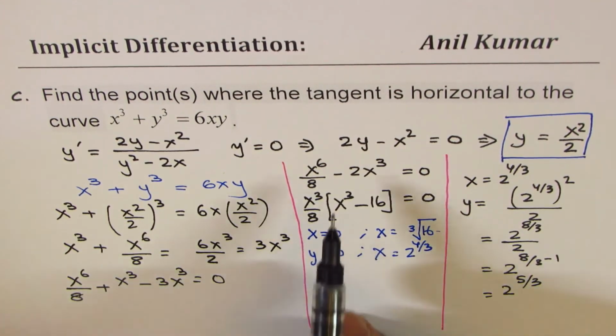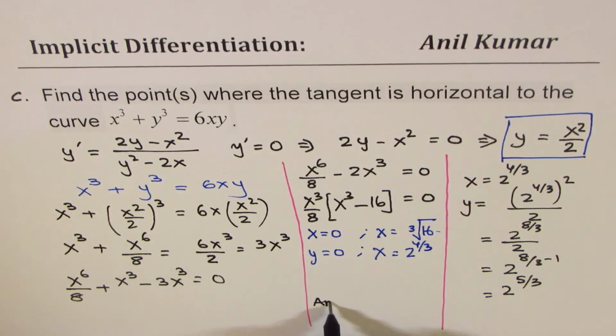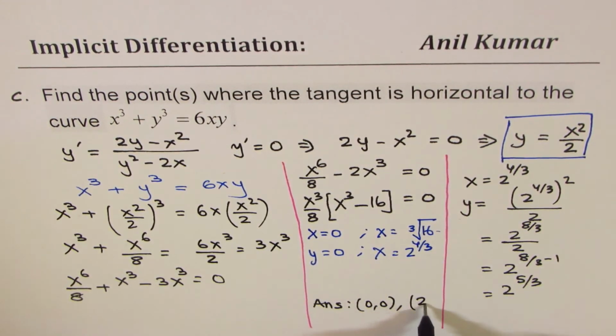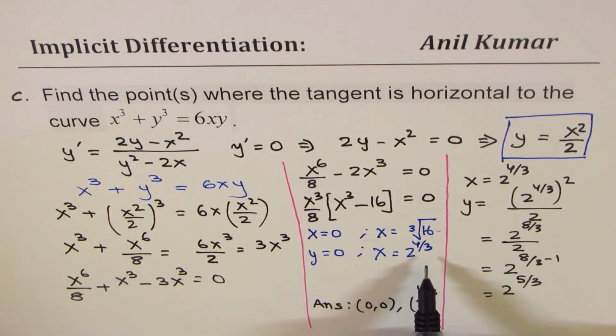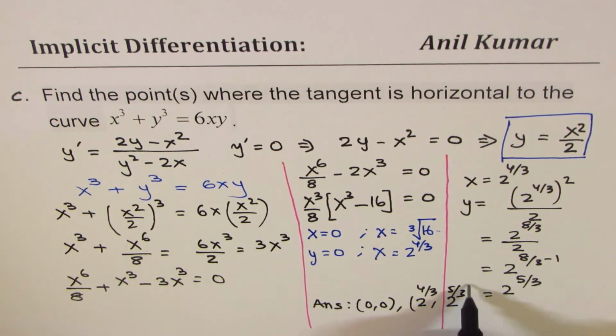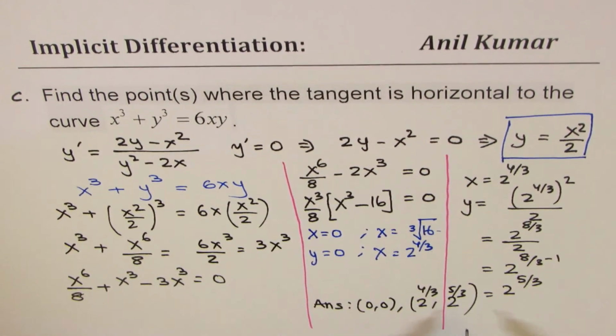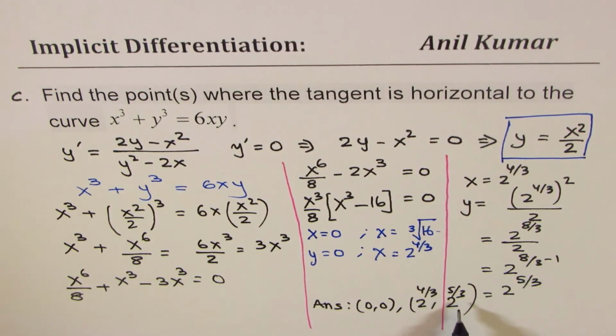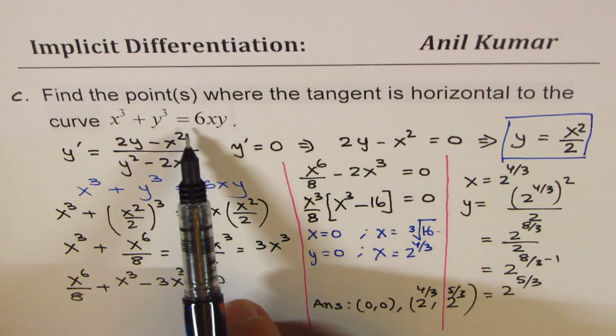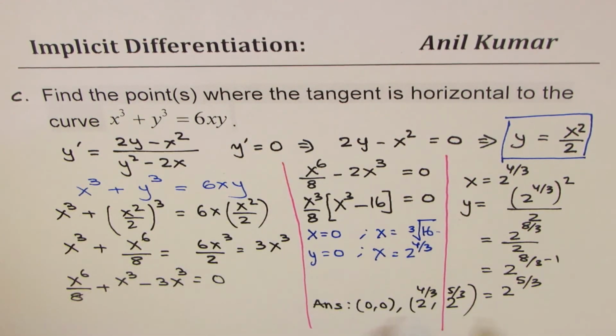Perfect. So we actually get 2 points. We can write our answer as (0, 0), and the other point is x equals 2 to the power of 4 over 3, and y value is 2 to the power of 5 over 3. Correct? So that becomes the solution, or rather the points where the tangent line is horizontal for us. So that is how we are going to solve it.